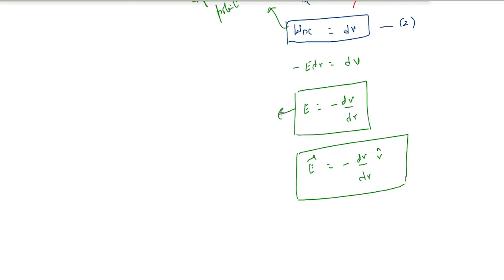Now vice versa. Suppose you know the electric field, then can we find the potential? For example, recall the electric field due to an infinitely large wire. The electric field was given as lambda by 2 pi epsilon into 1 by r. In such cases, knowing the electric field, can you find the potential? You can do it.